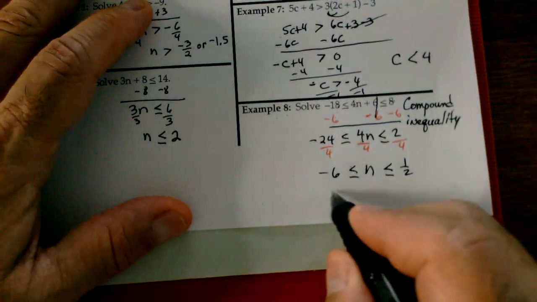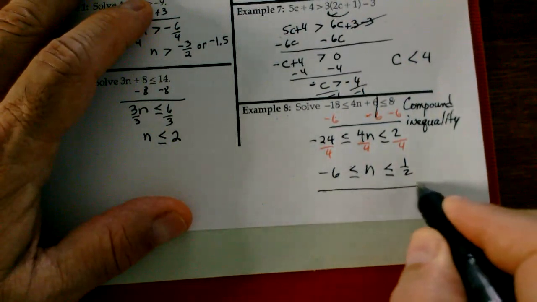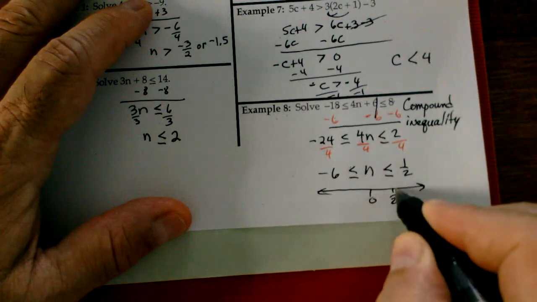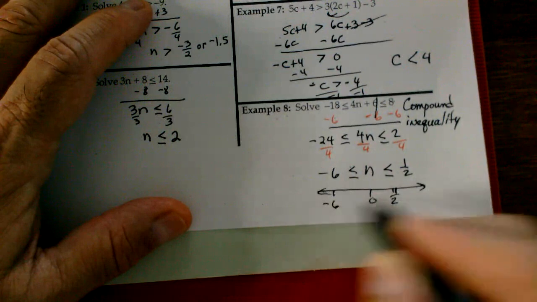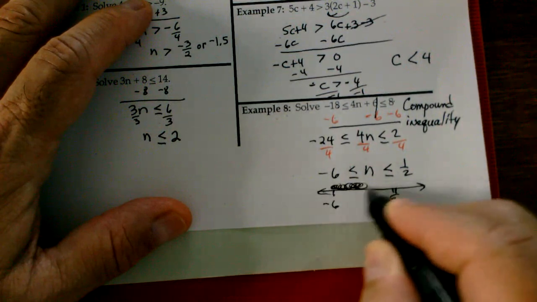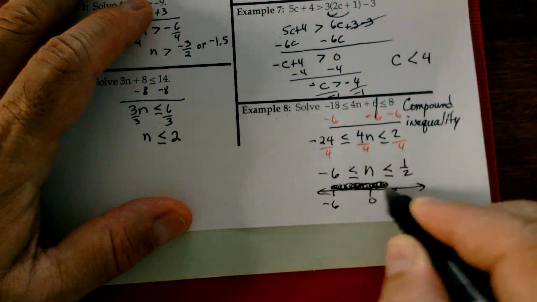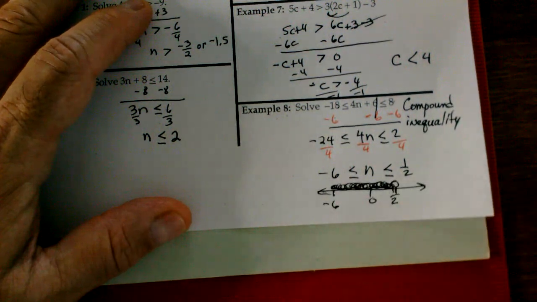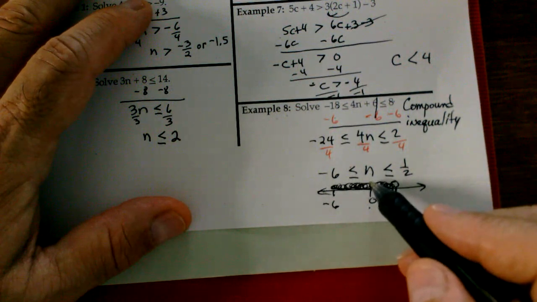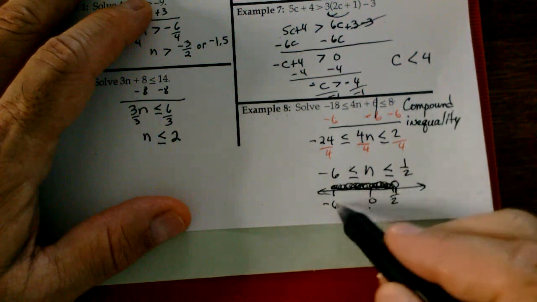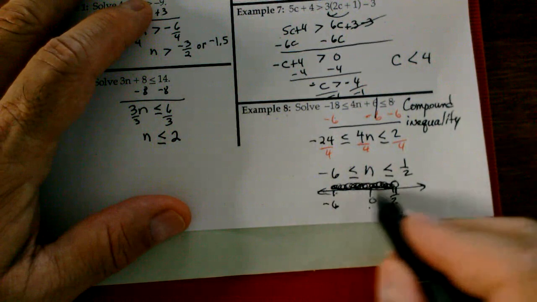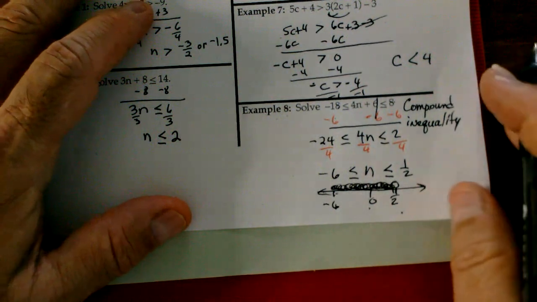And you say, I've never seen that before. Well, if you look at a number line, this is what it is. The number 1/2 is over here, 1/2, and the number negative 6 is here. And the answers between those two are possible. This is what we mean by an inequality, a compound inequality. You are squeezed between two numbers, and the solution anywhere in here would be acceptable.